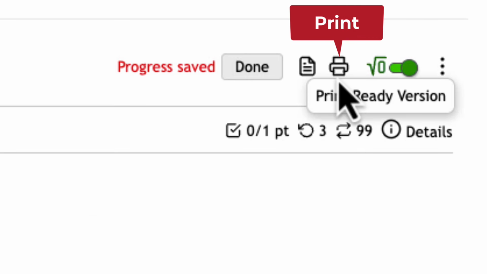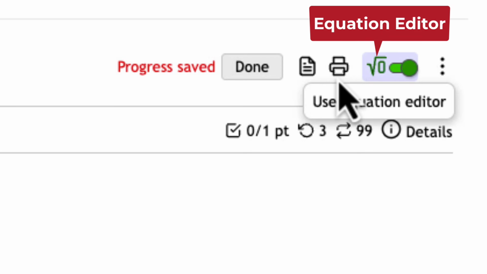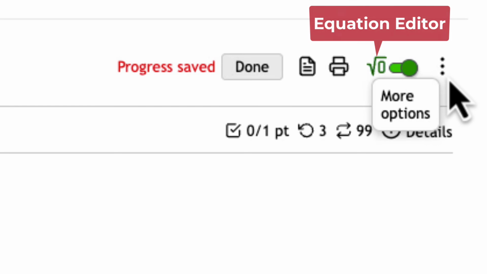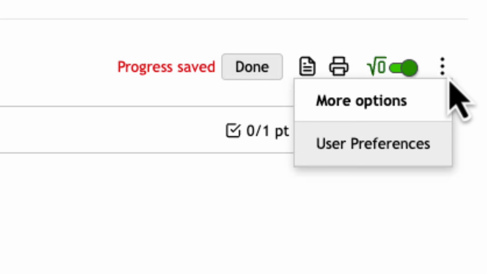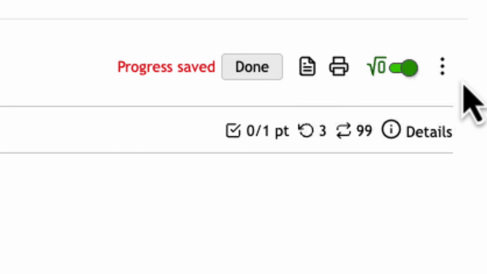You'll see an option to print the questions. So if you would like to print out all of the questions and then return later to enter the answers, you can use this option. The next option is to use the equation editor. That should default to on, and you should leave it on. You will want to use the equation editor throughout this course. The three dots will give you more options, which generally users do not need to use in this course.